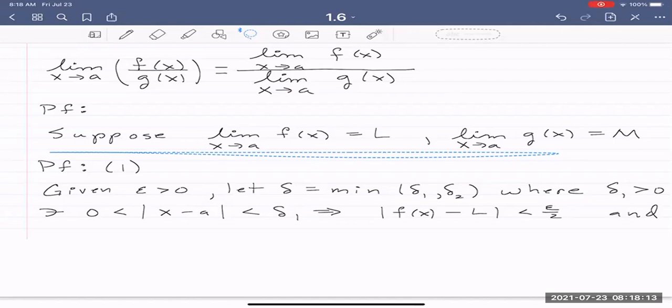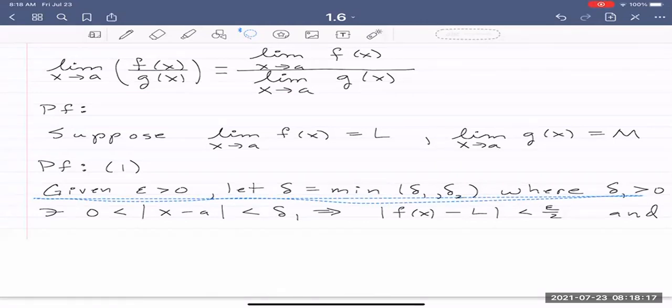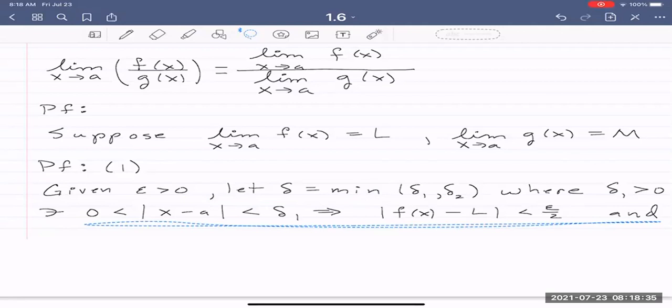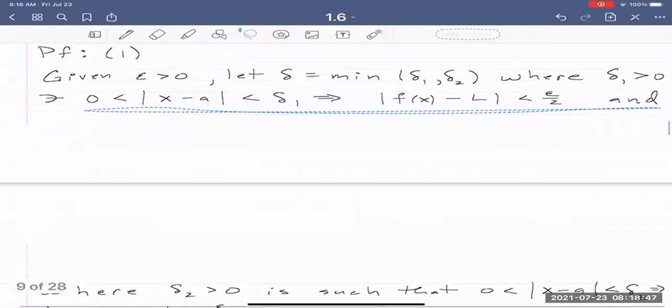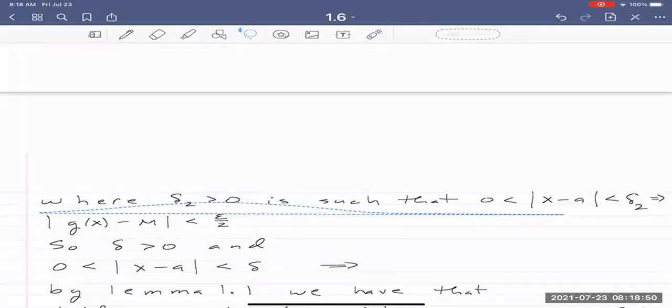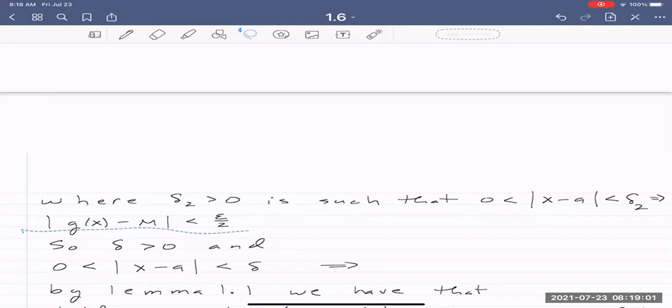Then, given epsilon greater than 0, let delta equal the minimum of delta 1 and delta 2, where delta 1 is greater than 0 such that x minus a in absolute value between 0 and delta 1 implies that f of x minus L is less than epsilon over 2, and where delta 2 greater than 0 is such that x minus a in absolute value is between 0 and delta 2 implies that g of x minus m in absolute value is less than epsilon over 2.